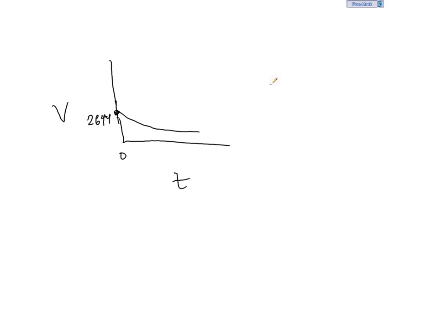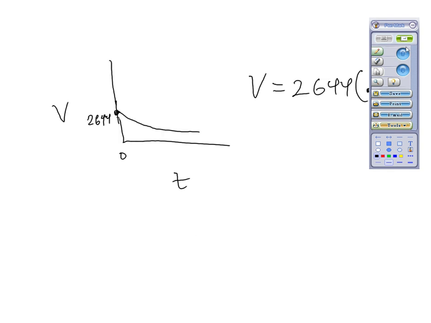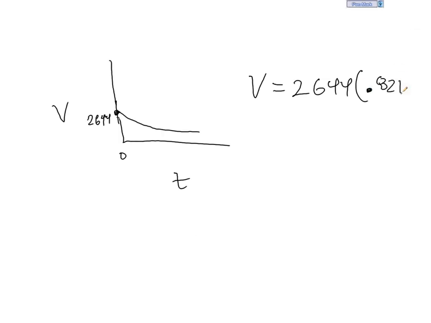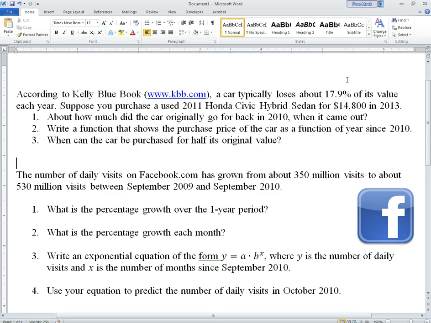And we know that our value started off as 2644, but it decays, or it's multiplied by 0.821, and we do that for every year that passes by. So there is our formula for that particular problem.